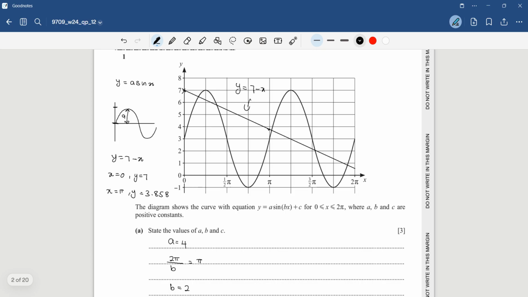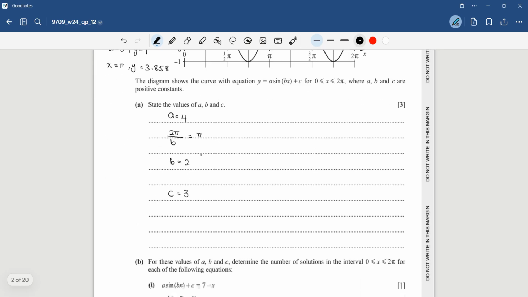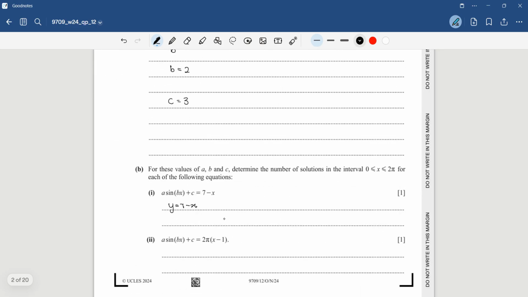Therefore, the number of solutions will be 1, 2, 3, 4, and 5. So there are 5 solutions.